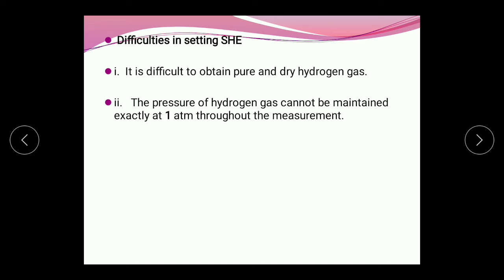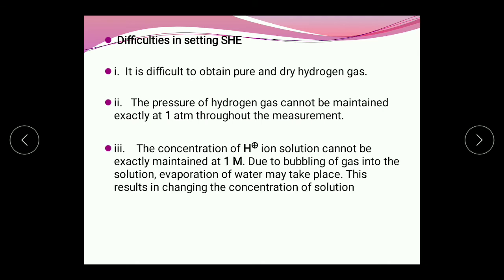The second difficulty is again a condition. The pressure of the hydrogen gas, we said, should be 1 atmosphere, but to maintain that pressure at 1 atmosphere throughout the experiment, throughout the measurement, is very difficult. At the start, we can keep it, but to maintain the pressure at 1 atmosphere is somewhat difficult. That is the second difficulty in setting SHE.